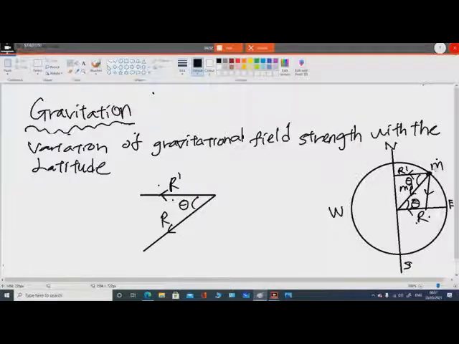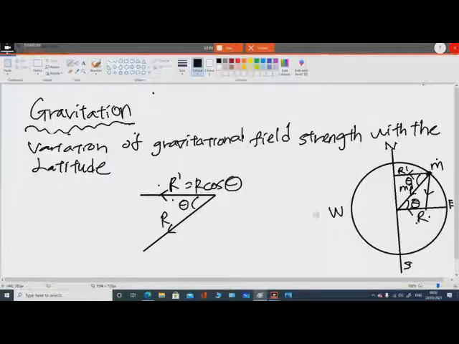But the location of this mass m, we need to know the distance of mass m to the center, which is represented as r prime. So we have theta here, which gives us the horizontal component for our radius, so r prime is actually equal to r cos theta. So this is our r cos theta here.